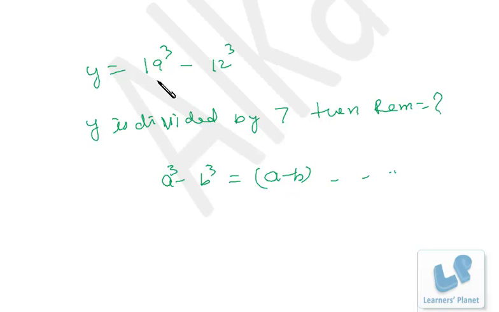So here a minus b, if I see 19 minus 12, that's 7. That means it is definitely divisible by 7. Now if it is divisible by 7, the remainder will be 0 obviously. The quotient will be something, but the remainder will be 0. So this is precisely the application of an algebraic identity. Okay, let's take some more identities.